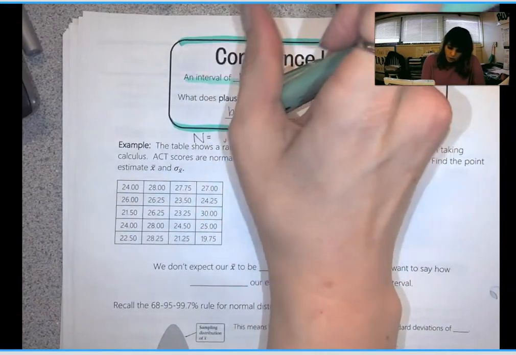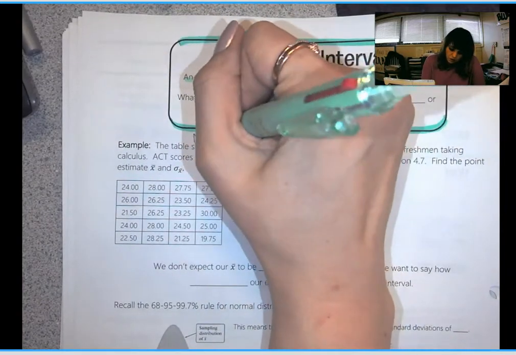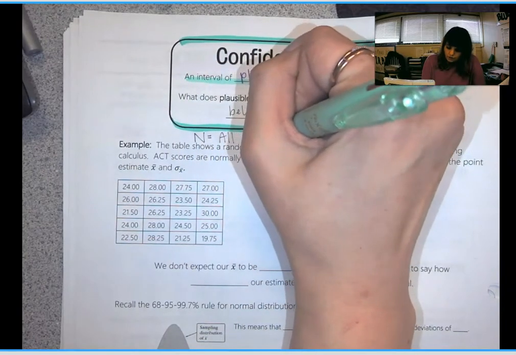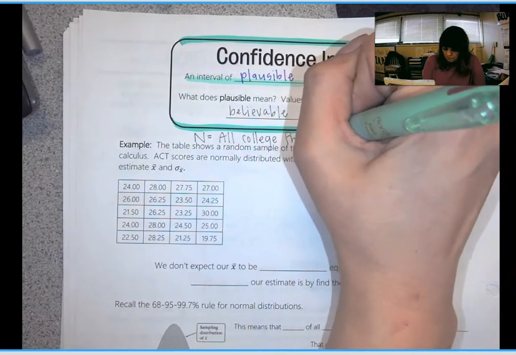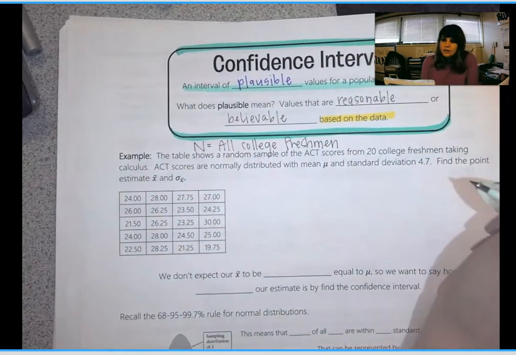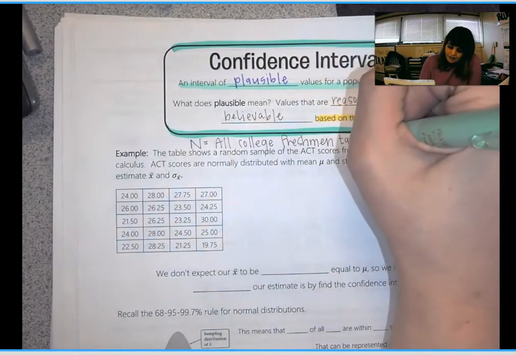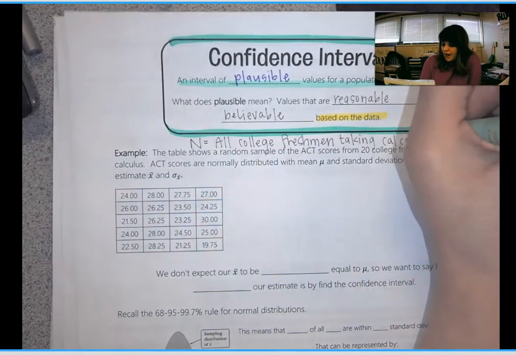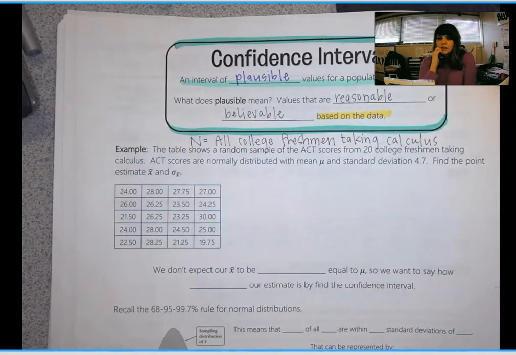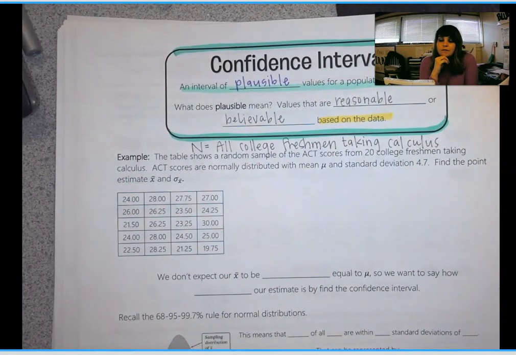We know that it's college freshmen. All college freshmen. However, it's all college freshmen taking calculus. We have to make sure that we understand that this population is not all college freshmen. Since we only sampled the freshmen taking calculus, we can only estimate the ACT score for college freshmen taking calculus.